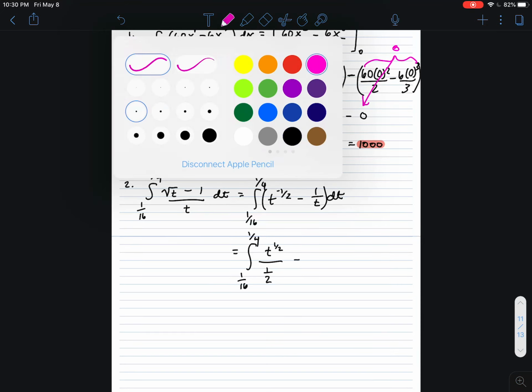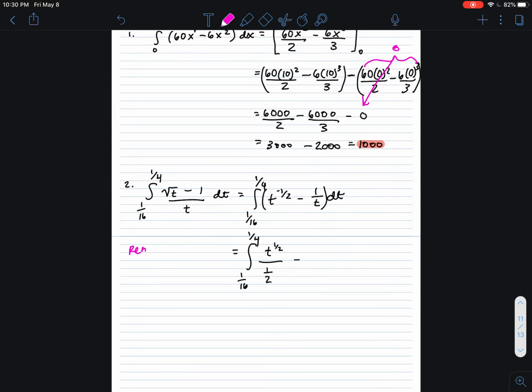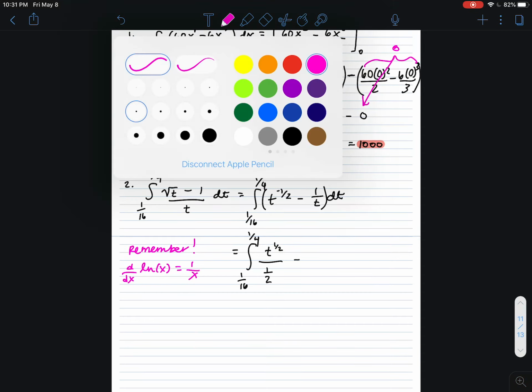And I want you guys to remember when we were talking about derivatives, we knew that the derivative with respect to x of the natural log of x was equal to 1 over x. And we know the antiderivative is the same as an integral, and it just undoes the derivative. So if we have 1 over x and we're trying to take the antiderivative of that, we should be getting the natural log of x.